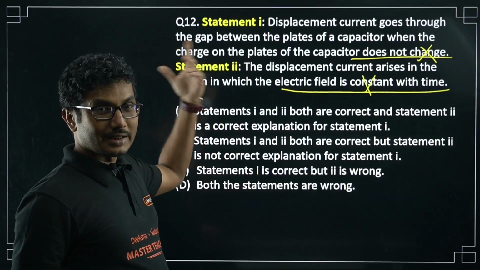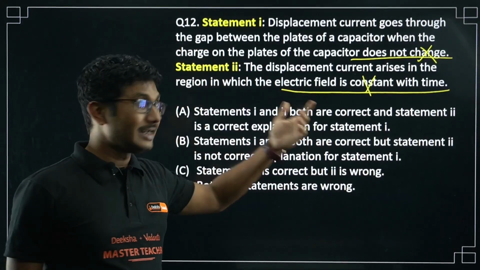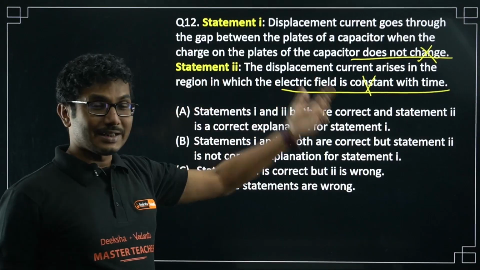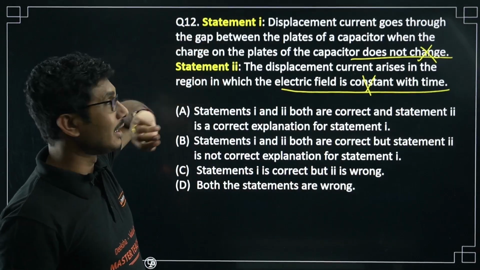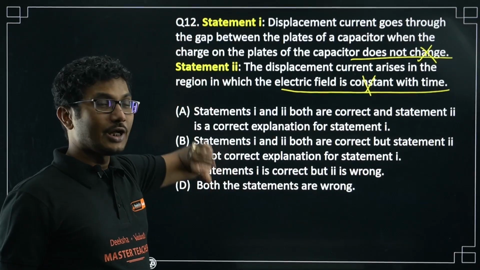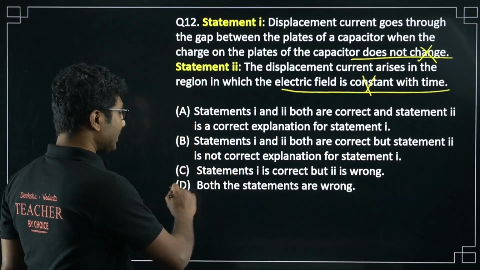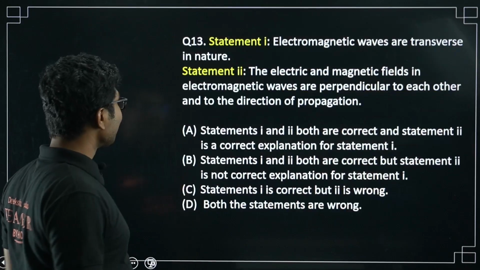Both statements are incorrect. If they had said that the capacitor plate charge is changing and its field is changing, then definitely that would be the cause, and they would have some relationship. But here both are opposite. Both opposite means both statements are wrong. So this kind of question may also come.